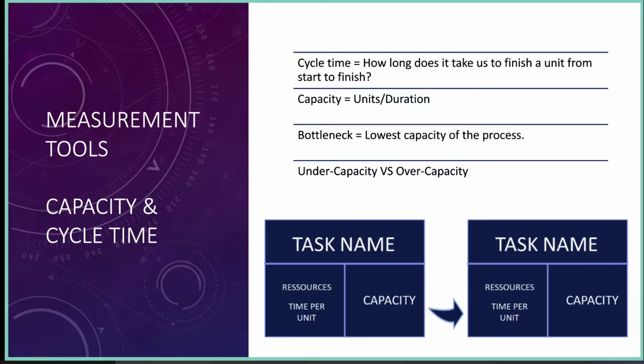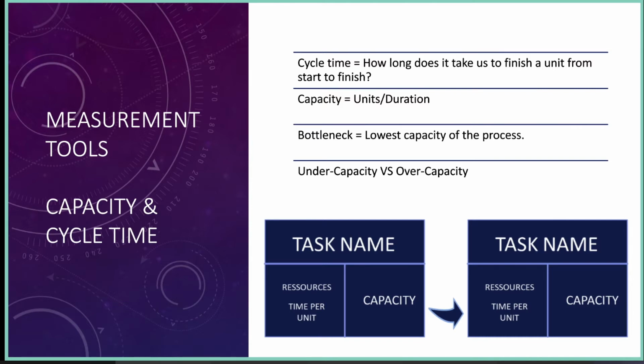The probably most important measurement tool that we've looked at so far is the capacity and the cycle time. For capacity and cycle time, we usually in Cobbles classes see it as the box below shows you. So you will get a task name, you will get resources, you will get the time it takes to finish one unit, and you will get or have to calculate the capacity. Let's start with cycle time. The cycle time of a process will tell you how long it takes for a unit to go from the very start of the process to the very finish. So to go through every step of the task.